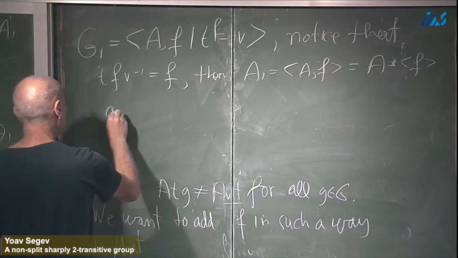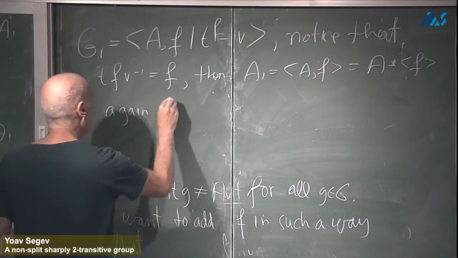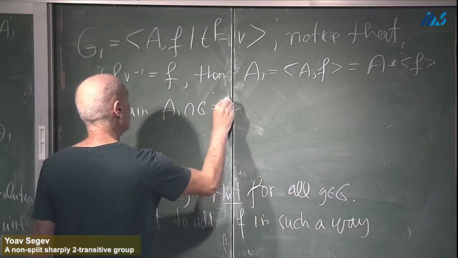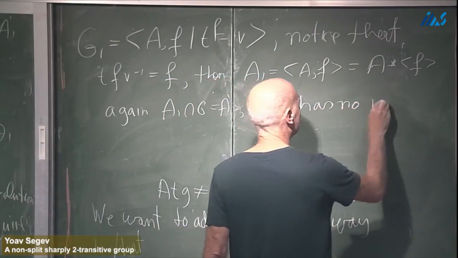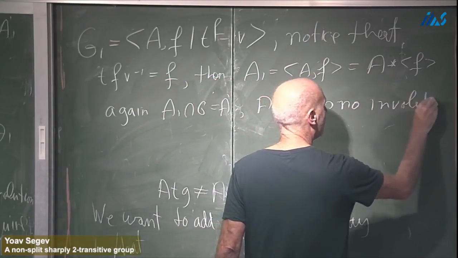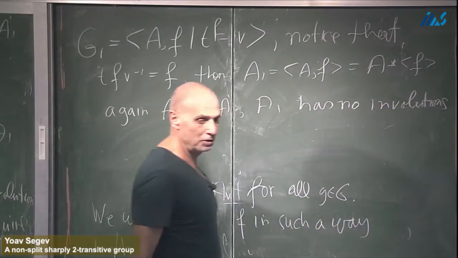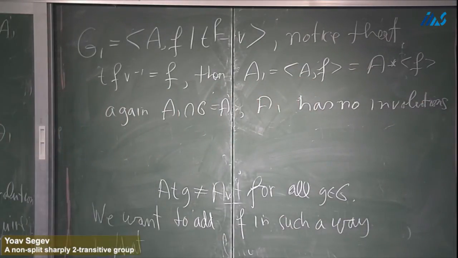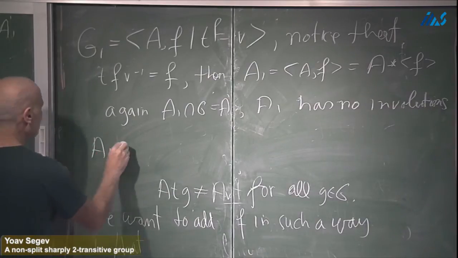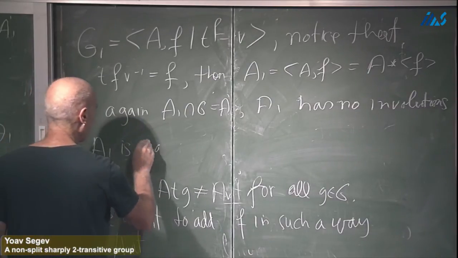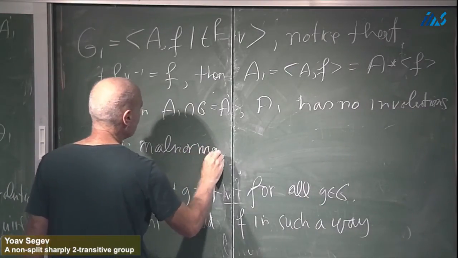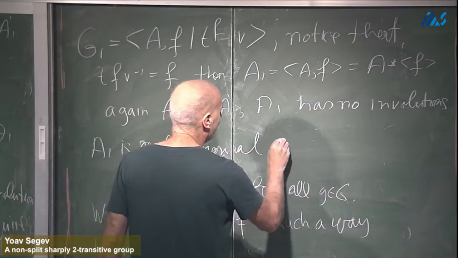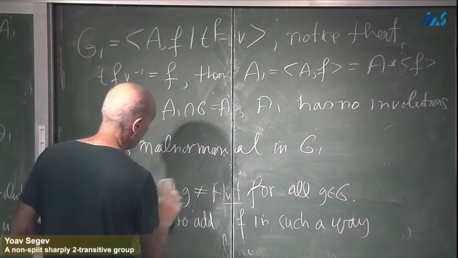And again, A1 intersection G is A. A1 has no involutions. And what did I say earlier about malnormality? I mentioned Ilya Rips, so A1 is malnormal. You have to work on it. In G1. So that's it.